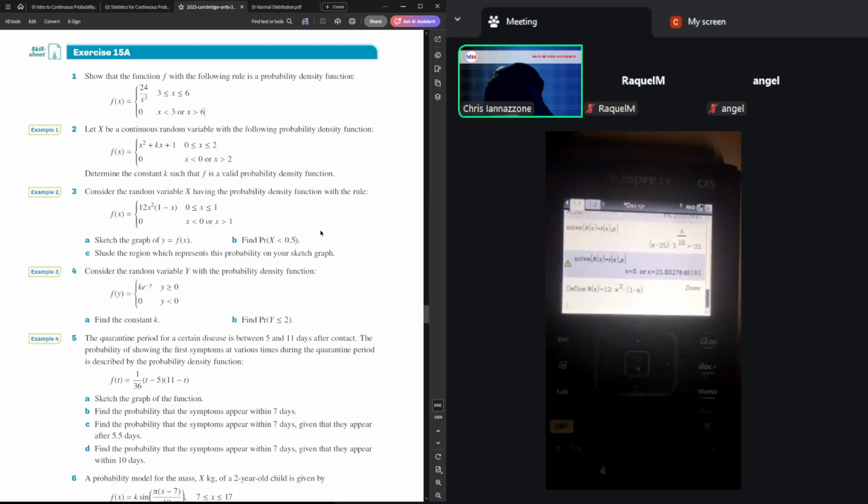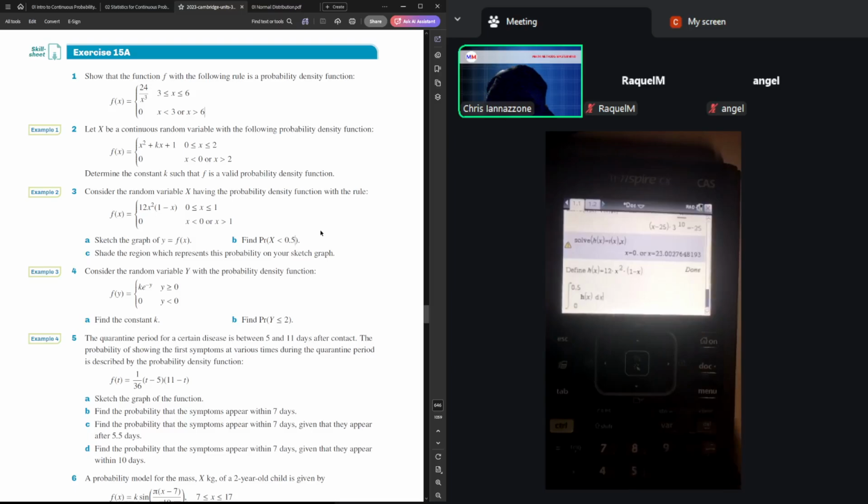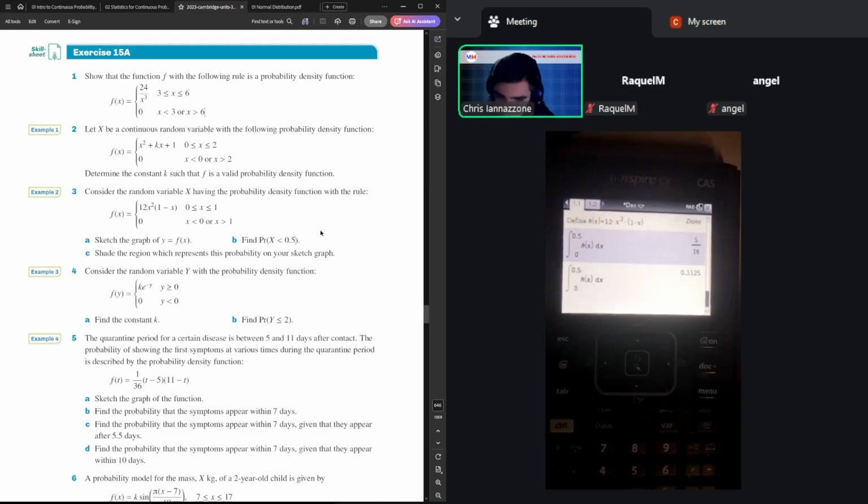So how do we find the area under the curve for it? Definite integrals. 5 out of 16, 31%.